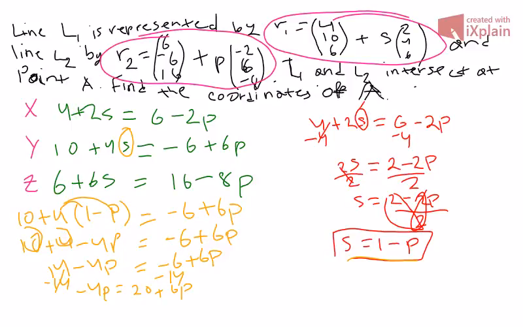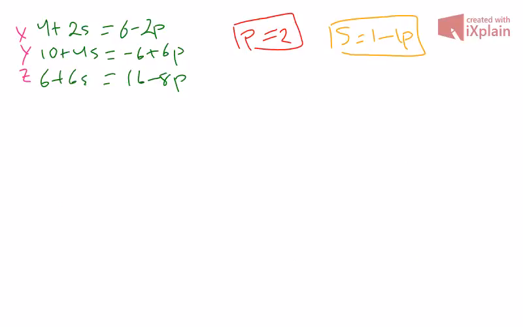Then we'll subtract the 6p from both sides again, and we'll end up with negative 10p equals negative 20. This is a negative 20. Then we'll finally divide by negative 10 in order to isolate our p, and we'll find that p equals 2. So far we found that p equals 2 and s equals 1 minus p.